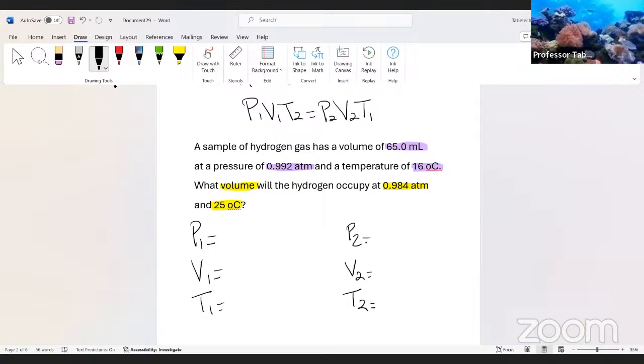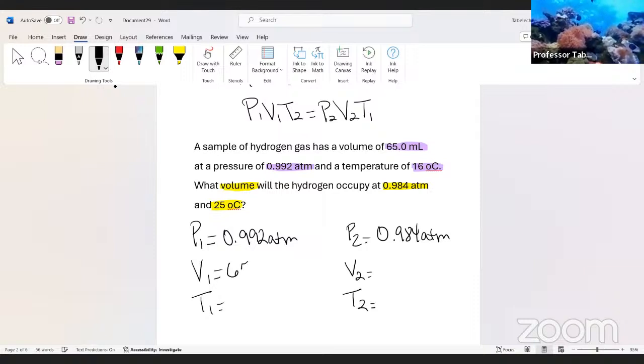So your P1 was 0.992 atm. The P2 is 0.984 atms. So I know that my pressure has dropped. My first volume reading was 65.0 milliliters. But remember, in yellow, they ask you for what is the volume. So in other words, the final volume reading, okay? So that's where my question mark is going to go.